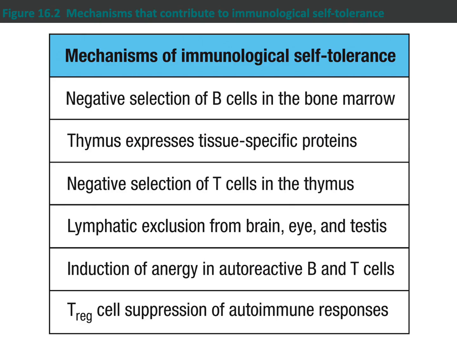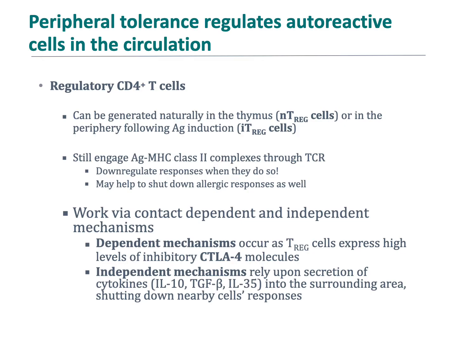So as we mentioned, negative selection of both B cells and T cells. Also when the thymus is expressing tissue-specific proteins during positive selection, in some ways that is also building self-tolerance. We have certain areas that don't drain into the lymphatic system, so that actually helps with self-tolerance: the brain, eye, and testes. And with peripheral tolerance, we can induce autoreactive B and T cells to become anergic. And then again, the T regulatory cells are really important in autoimmunity.